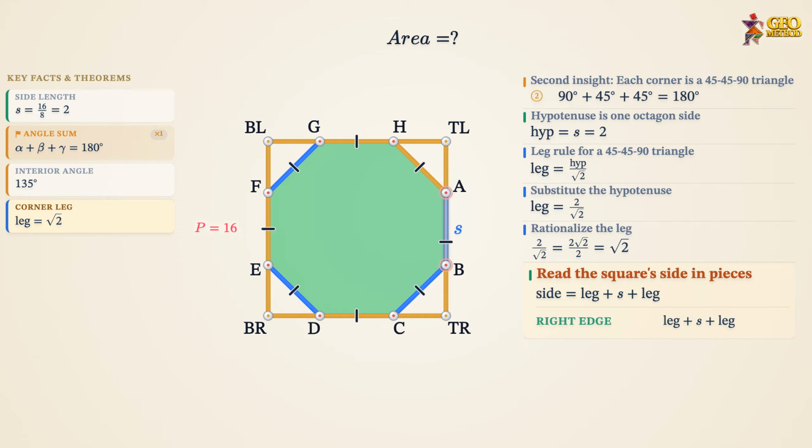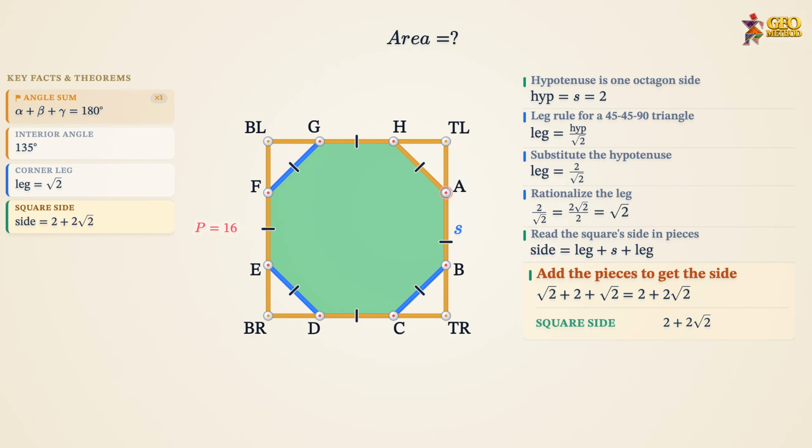Now, read down the right edge of the gold square. It is built from 3 pieces: a corner leg at the top, the full octagon side AB in the middle, and another corner leg at the bottom. Add those 3 pieces: root 2 plus 2 plus root 2. The side of the enclosing square is 2 plus 2 root 2.